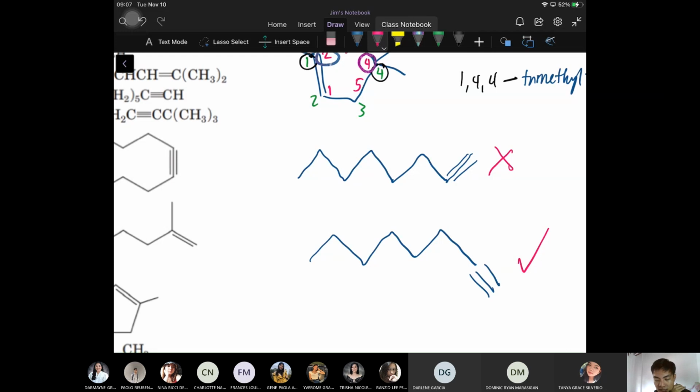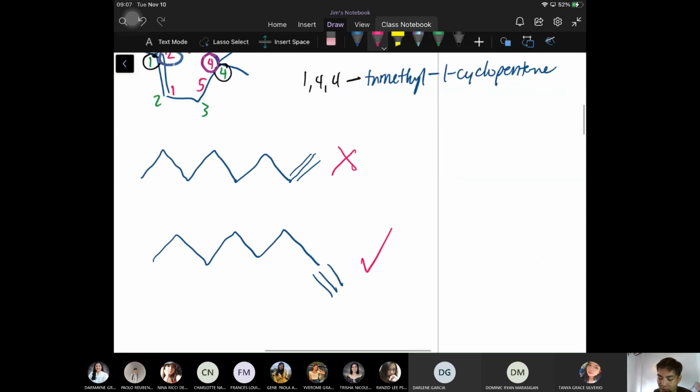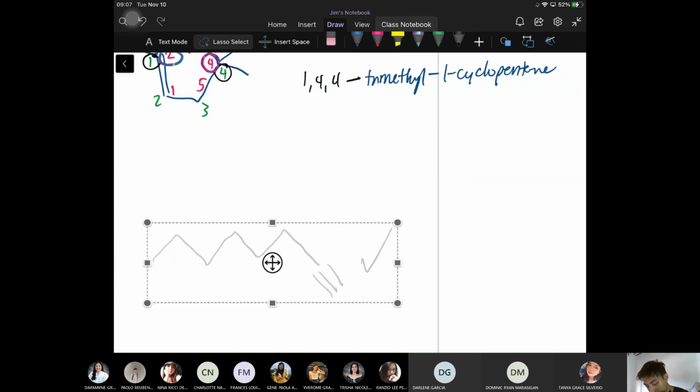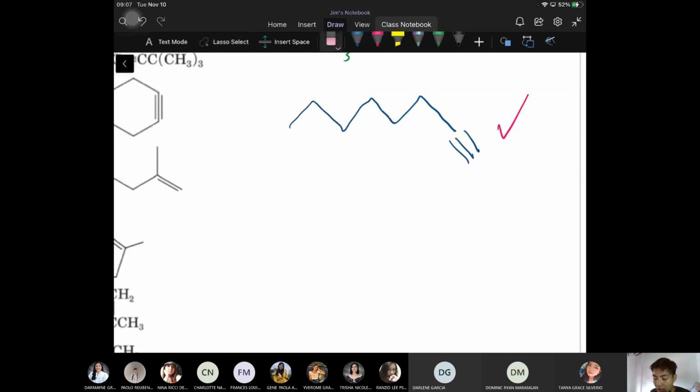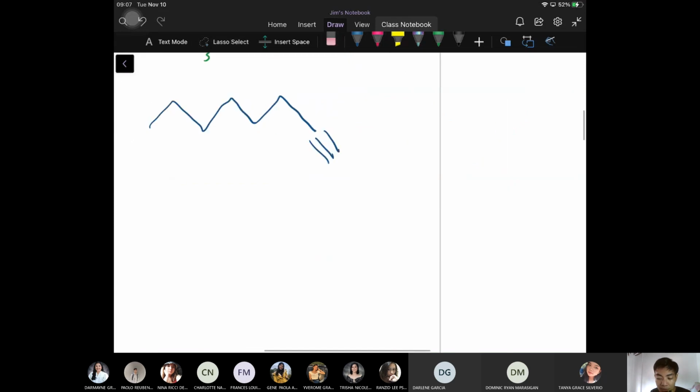Kailan lang pwede mag-zigzag uli? Single bond and double bonds. No? Ano pangalan na ito? Okay, buburahin ko na to. So, ano pangalan niya? So, syempre, start ka kung nasan yung triple bond. Priority mo yon. So, start ka 1, 2, 3, 4, 5, 6, 7, 8.